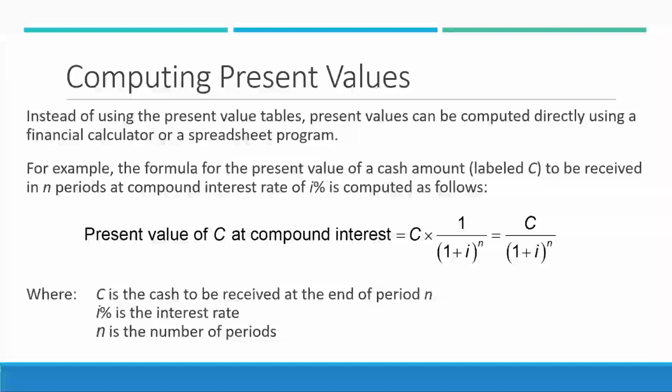And this is the same exact formula as before for the present value of the dollar. We have the present value of the dollar as the numerator, and we have the ending value as the numerator. The denominator is 1 plus the interest rate to the power of the number of periods.